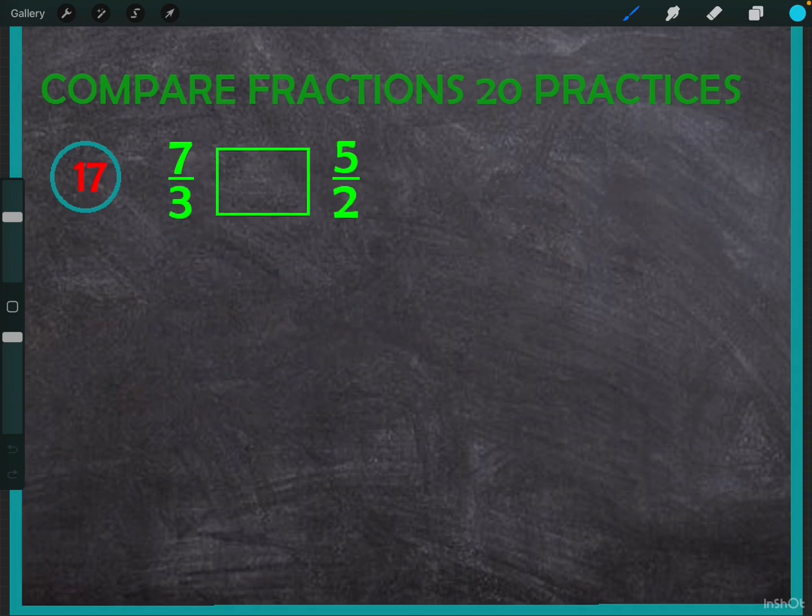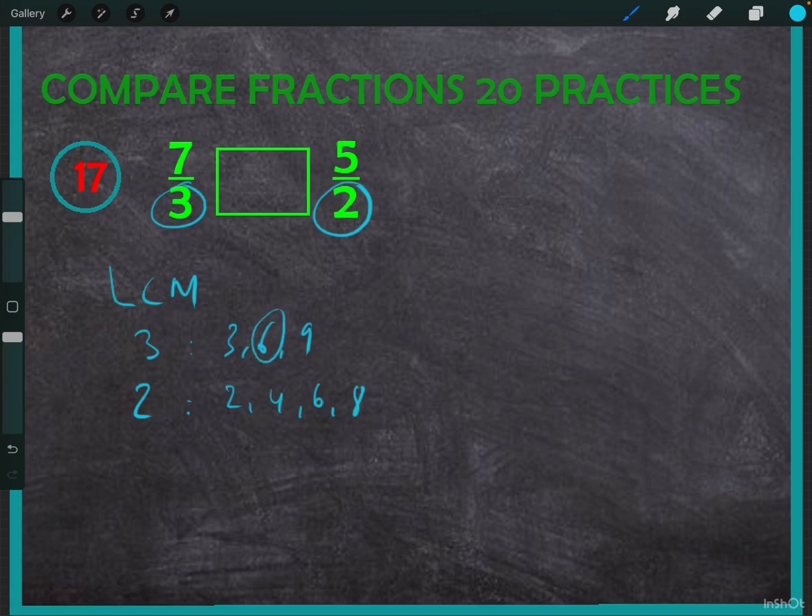Practice 17. We have two fractions, 7 over 3 and 5 over 2. These two fractions have different denominators, 3 and 2. To compare them, we must find the LCM for number 3 and number 2. The multiples of 3 are 3, 6, 9. The multiples of 2 are 2, 4, 6, 8. We see that 6 is the least common multiple, or the LCM, for 2 and 3.